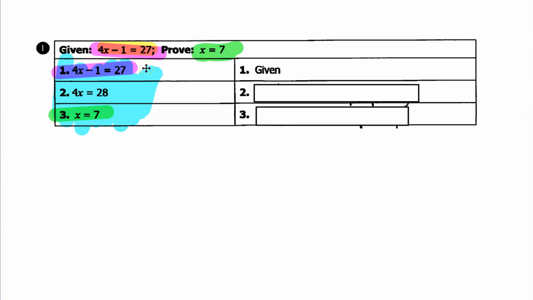I have written here 4x minus 1 equals 27. How did we know that? Well, we know it because it gave it to us right here in this given. So our reason is given. Now, 4x equals 28. How do we know that?